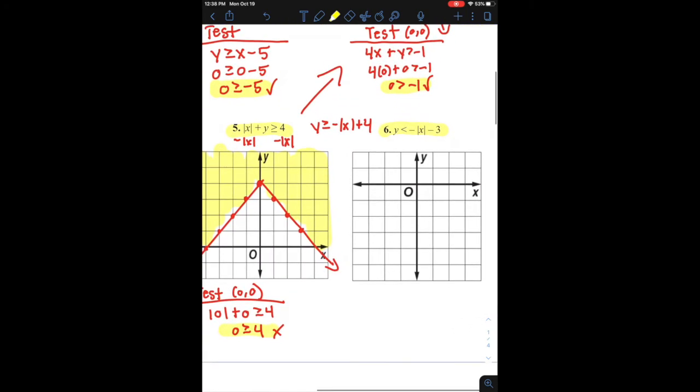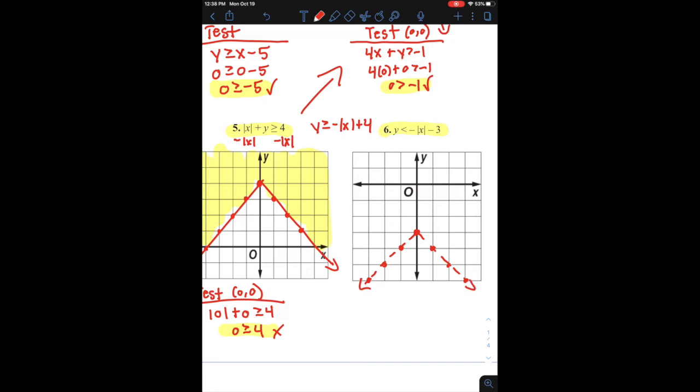Lastly, our last problem is already in the correct form for us to graph. However, it has a less than sign, so we will be graphing a dotted or dashed V shape. It's going to be going down 3 units and upside down. So we will get this graph here, and again, it's going to be dotted or dashed, like so.